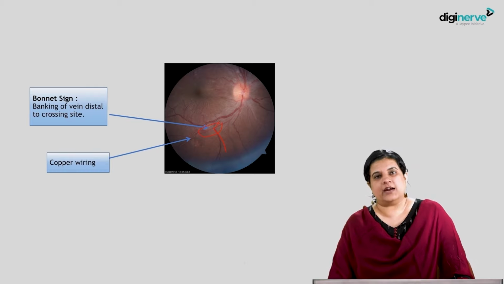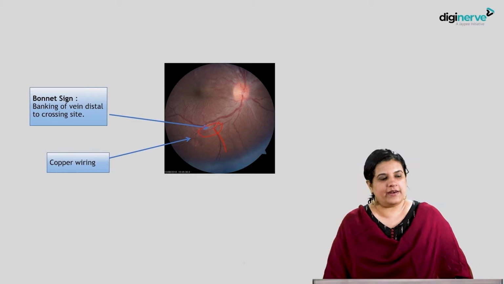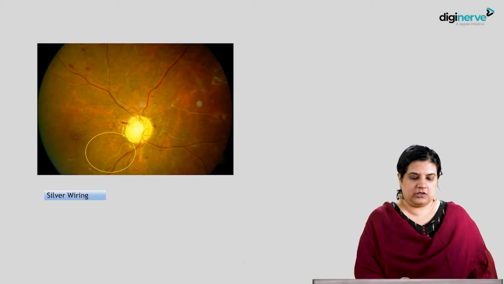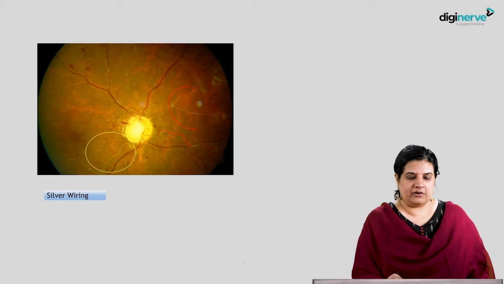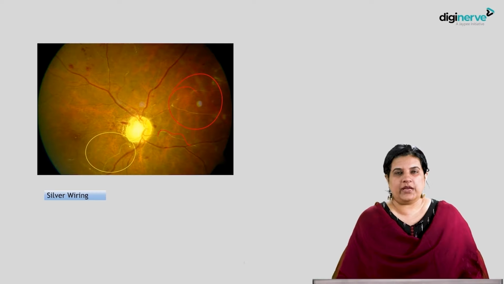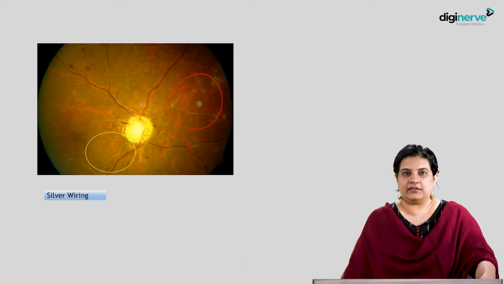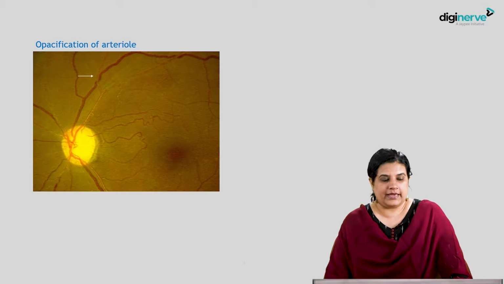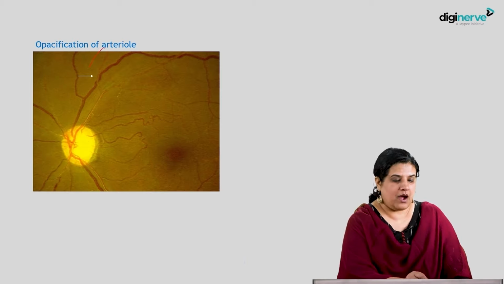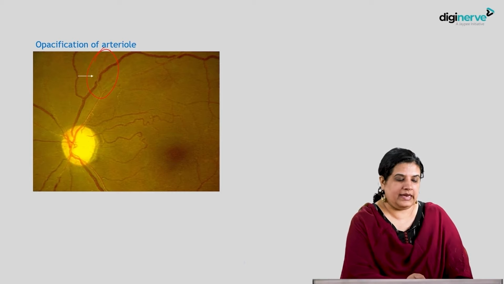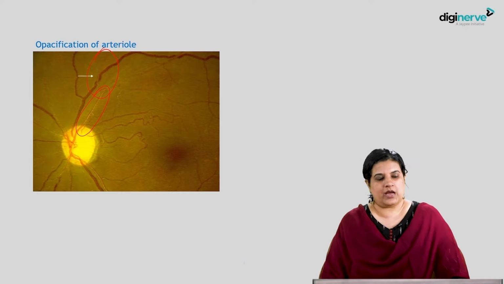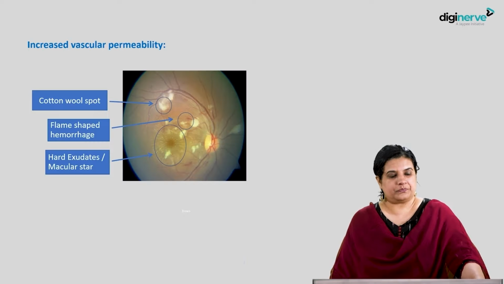If the changes are continuous, we will see copper wiring, and even in advanced cases, we will see silver wiring. So here you see these silver-like, thread-like blood vessels which are so narrowed and totally having arteriosclerotic changes. These are called silver wiring. Again, another blood vessel with marked opacification. Actually, the entire blood vessel is involved, but the opacification is much more pronounced after the crossover.